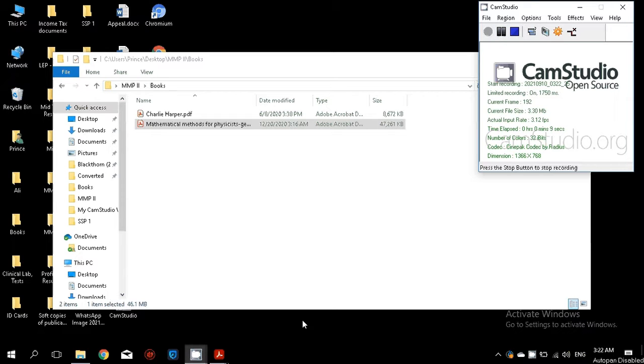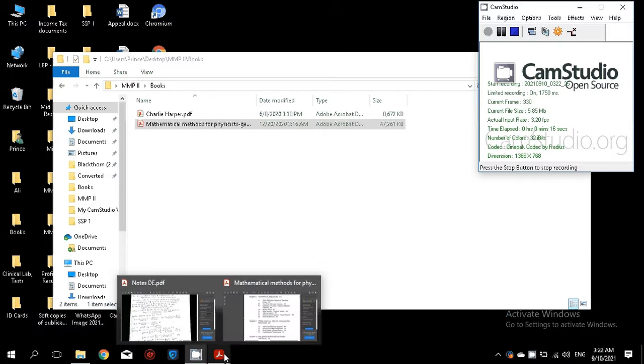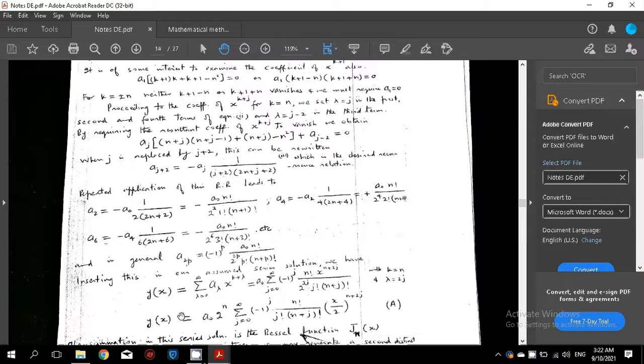Today we will discuss a problem of the series solution, in particular the series solution of the Bessel's differential equation. If you remember, we discussed the Frobenius series solution for the Bessel's differential equation, and here is the page of my notes before you. Now what is this problem?